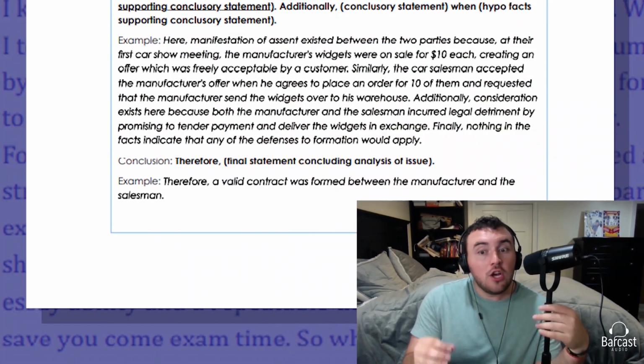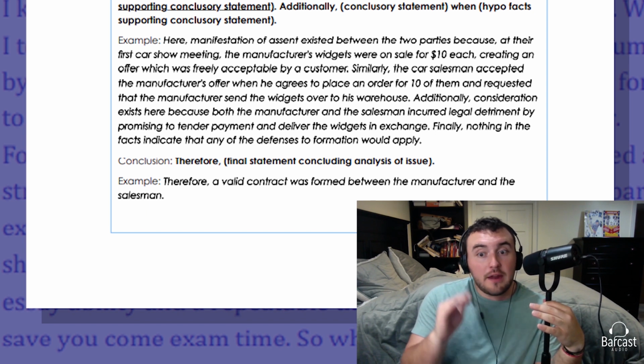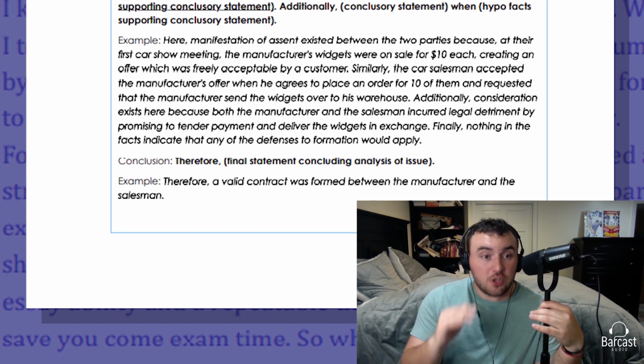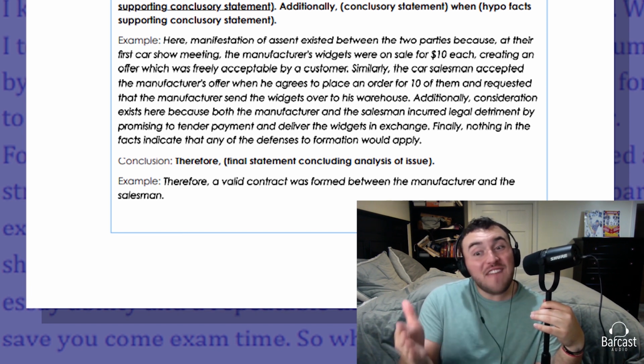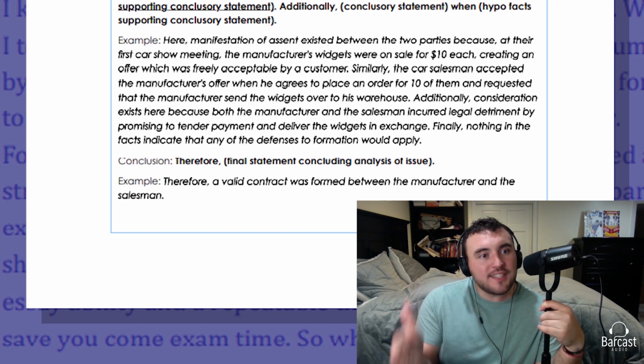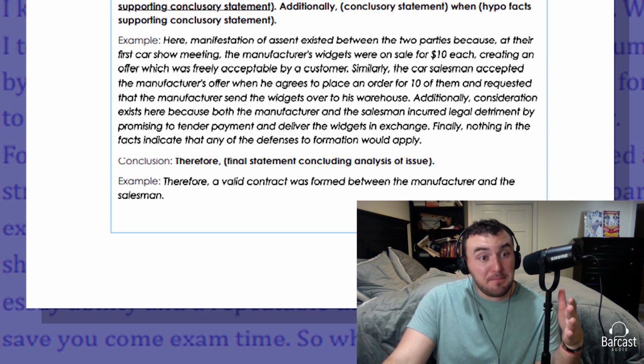Okay. Now, conclusion. Your conclusion, quick, short. Therefore, and then a final statement concluding the analysis of the issue. So here, my example is, therefore, a valid contract was formed between the manufacturer and the salesman. That's it. Ladies and gentlemen, it looks simple. It sounds simple because it is simple.